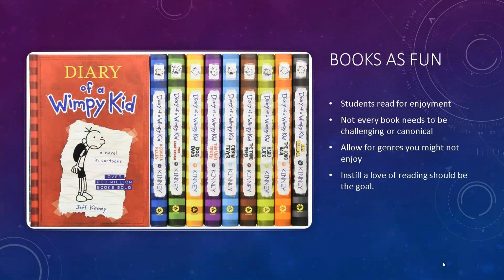So one of the number one ways that books are used is books as fun. We have students who read for enjoyment. And one of the things we have to remember is that not every book needs to be challenging or canonical. Sometimes it is okay for our students to read what they're comfortable with. The reason why I put Diary of a Wimpy Kid on here as the image is because my 6th and 7th graders continually ask to go back and reread these novels.